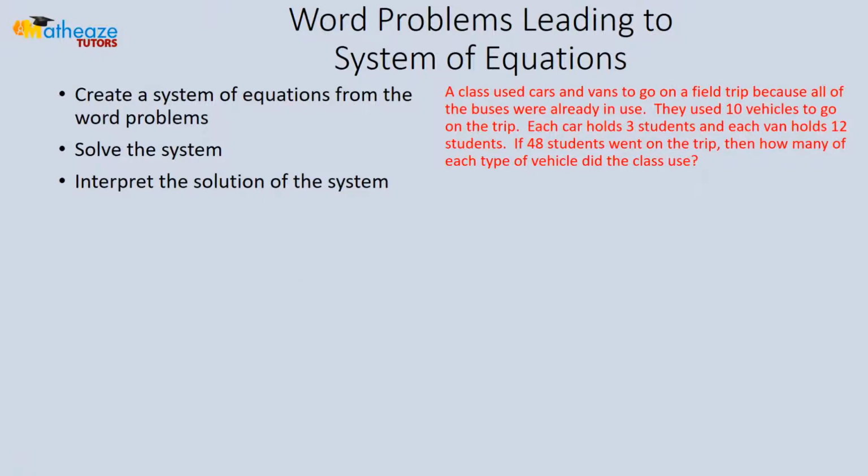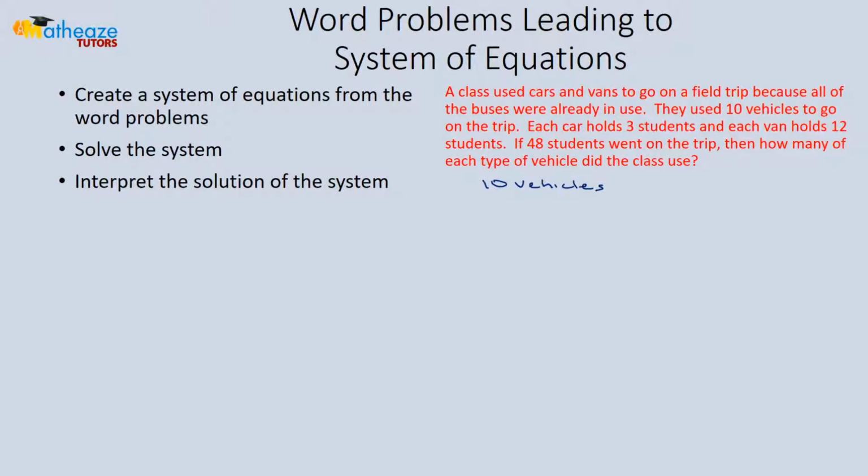Now a final example. A class used cars and vans to go on a field trip because all of the buses were already in use. They used 10 vehicles to go on the trip. So we have 10 vehicles. Each car holds 3 students and each van holds 12 students. If 48 students went on the trip, how many of each type of vehicle did the class use?